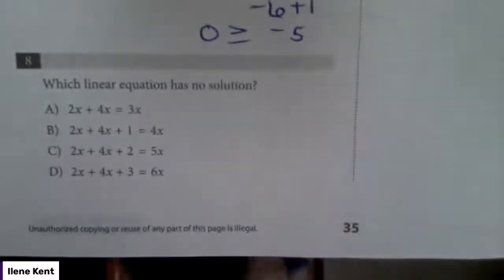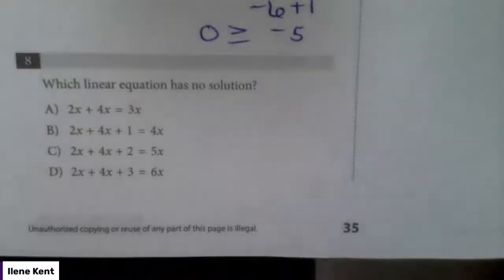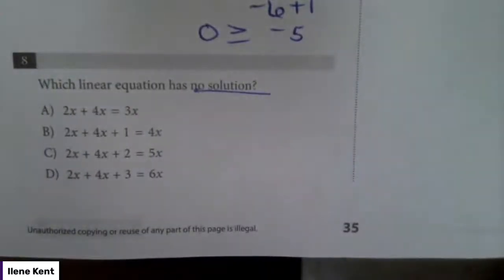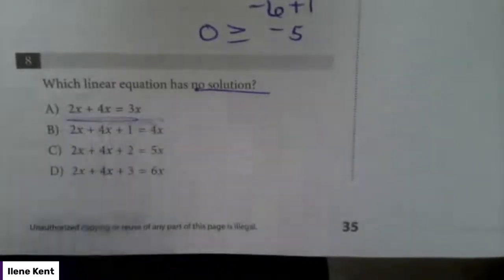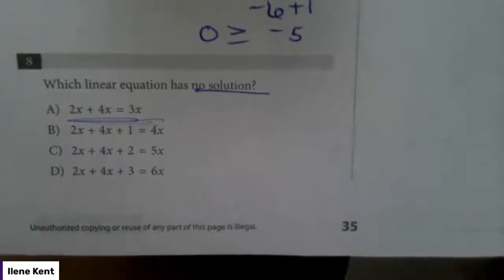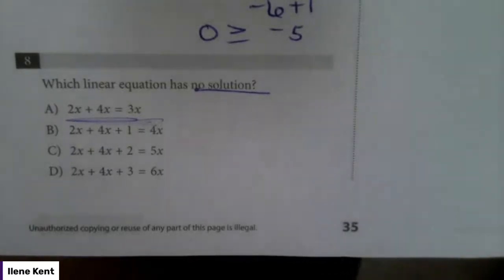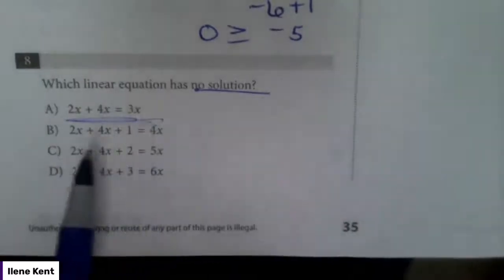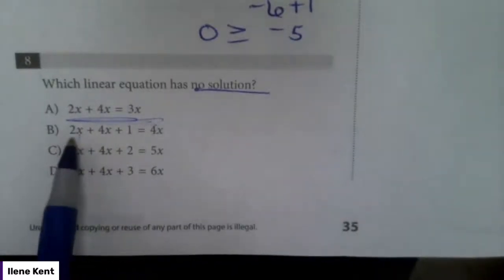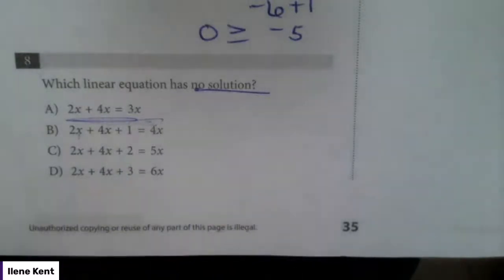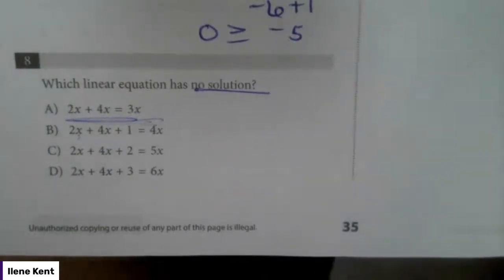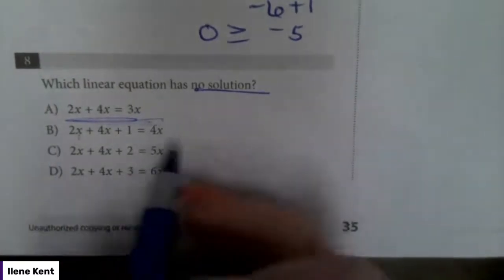Which linear equation has no solution? Well, no solution would mean that the equation is false. We can't solve it. So in this case, I have all variables. So 6x equals 3x. Well, that's potentially true depending on what x is. What if x is 0? Same thing here. I would have 6x plus 1 equals 4x, leaving me with 1 equals -2x. I wouldn't be able to check that without my x, but again, 1 wouldn't equal -2.